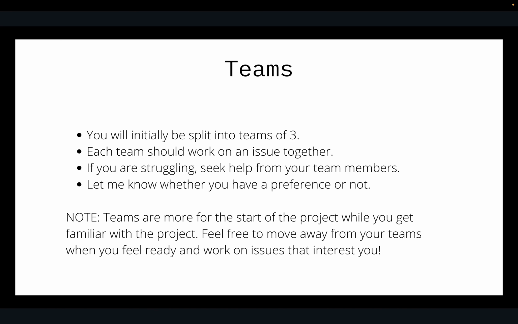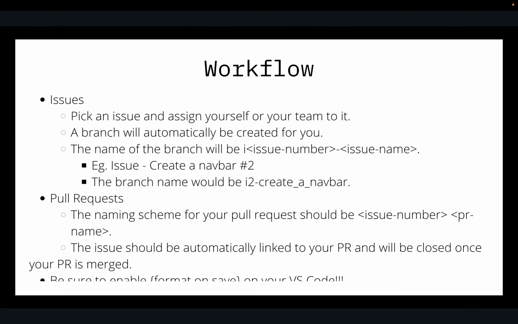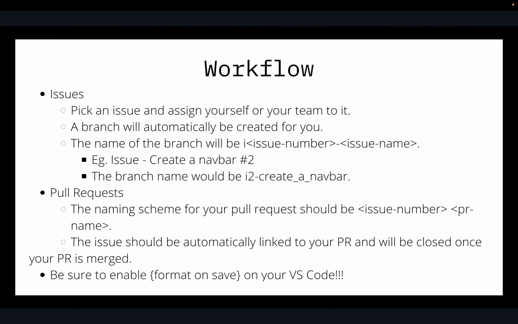And Git. Hopefully everyone here is familiar with Git too. But I'm going to be going through a short Git workflow demo anyway. So this is how the workflow will work. First of all, you'll make sure you can access the repo, and you go to the issues, and you can pick an issue and assign yourself to it, and a branch will automatically be created for you. The branch name will have an I, then the issue number, for example 100, and then the issue name, like create a navbar, so it would be I100-create a navbar.